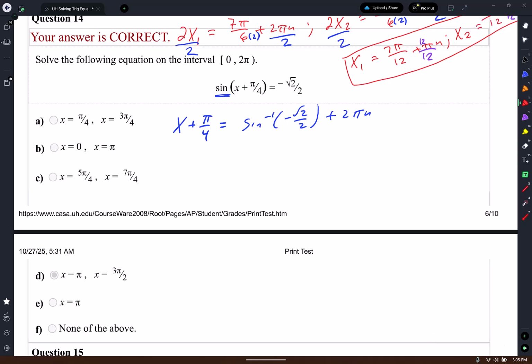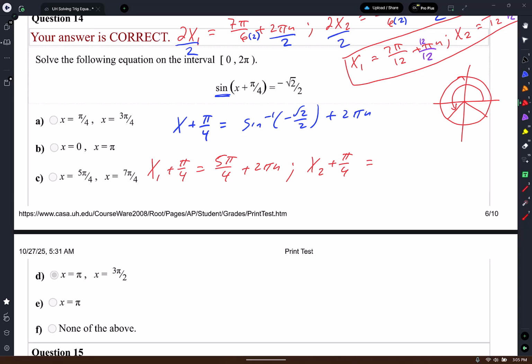Okay. Draw a unit circle. Sine is negative square root of 2 over 2 in quadrant 3 and in quadrant 4. What's the first one in quadrant 3? What radian is that? 5 pi over 4. I'll put a semicolon. x2 plus pi over 4 equals, what's the one in quadrant 4? 7 pi over 4. Good job, guys.